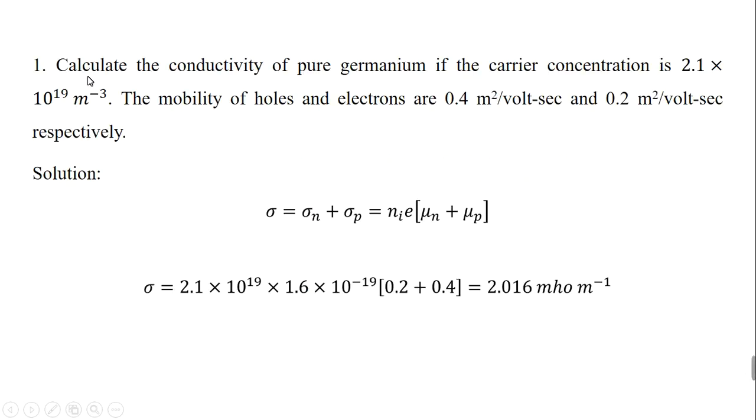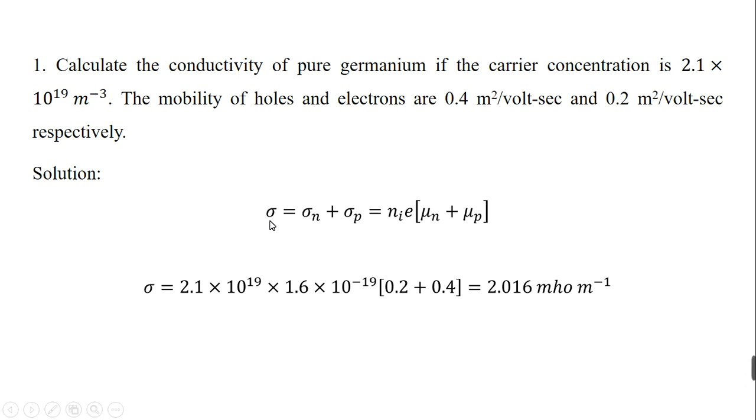So first problem is calculate the conductivity of pure germanium if the carrier concentration is 2.1 into 10 raised to 19 per meter cube. The mobility of holes and electrons are 0.4 meter square per volt second and 0.2 meter square per volt second respectively. Okay. So this is a direct problem. All the quantities are given here.